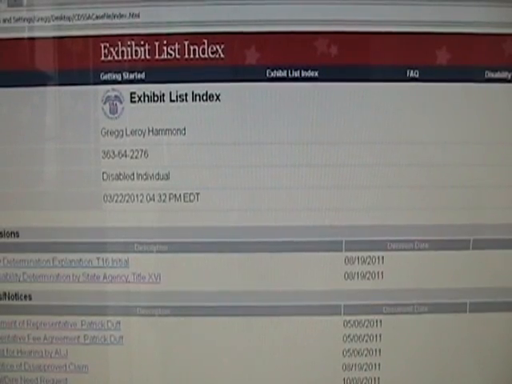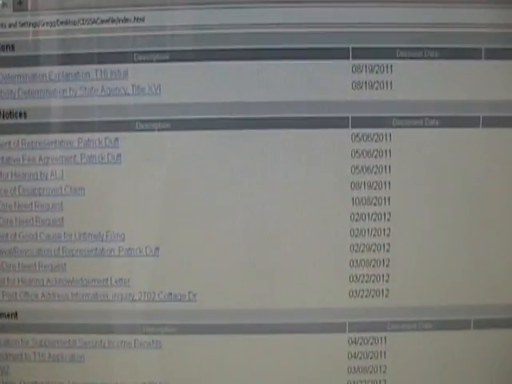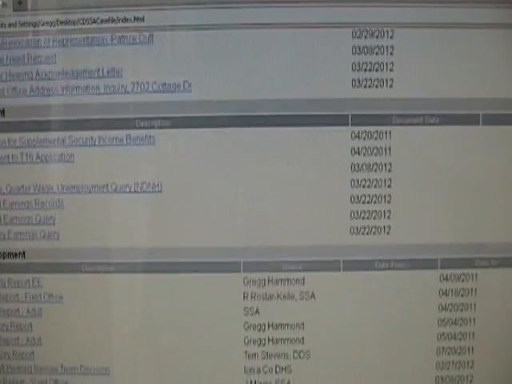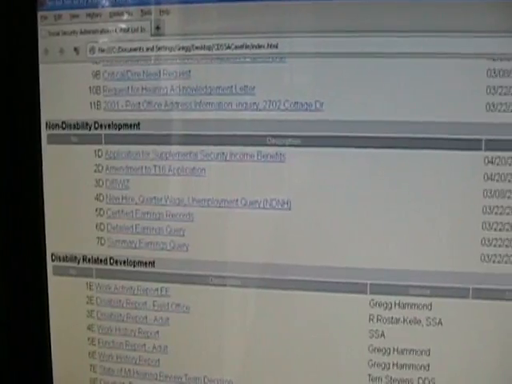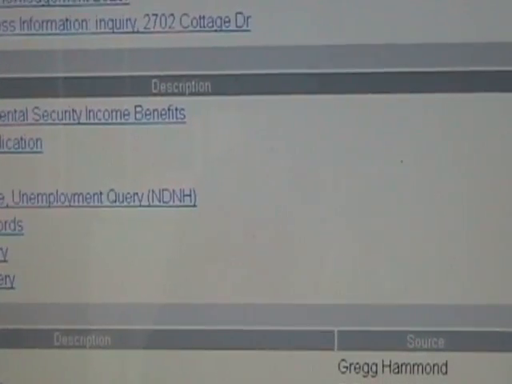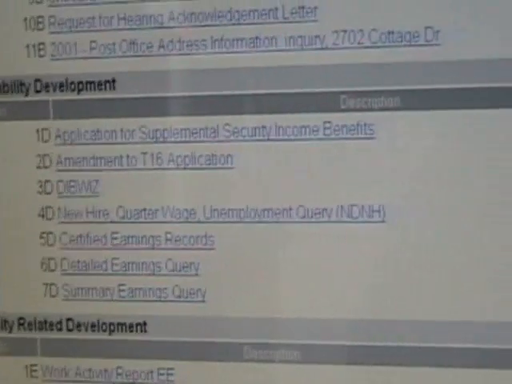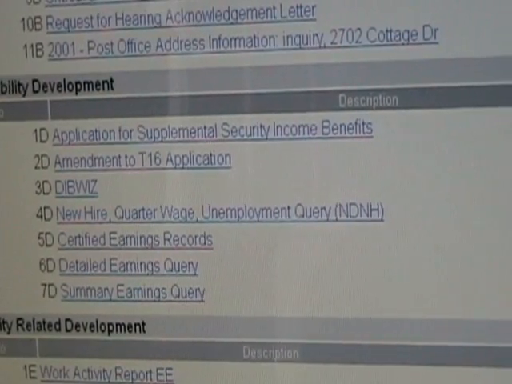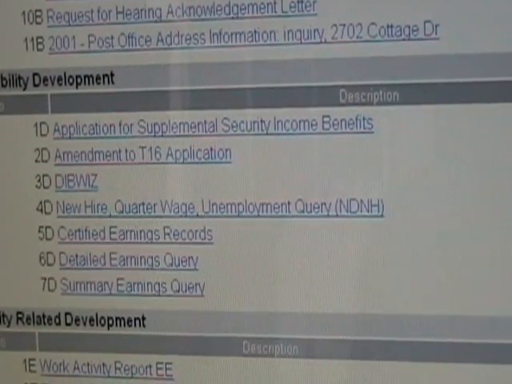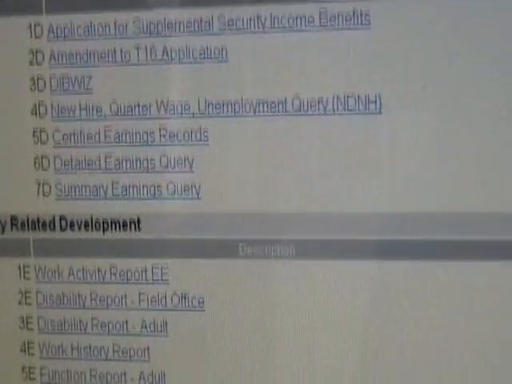Now, here's the exhibit list for the evidence. And if you scroll down here, let me move over a little bit. And I'm going to zoom in a little bit. And I'm going to adjust again. But you'll see, oops, it doesn't go to 13D. There's 1 through 7D. I'm going to scroll down so you can see all of this.